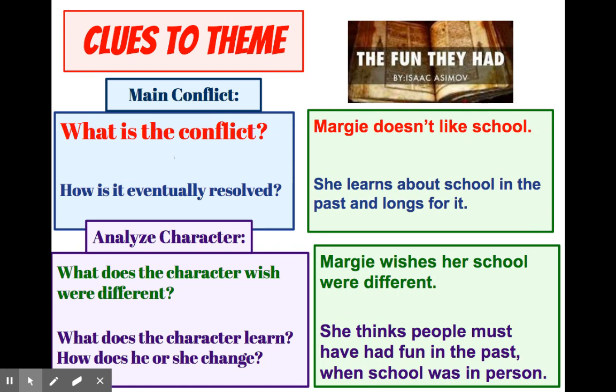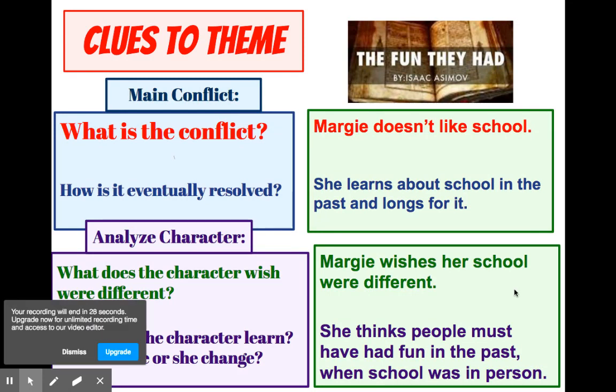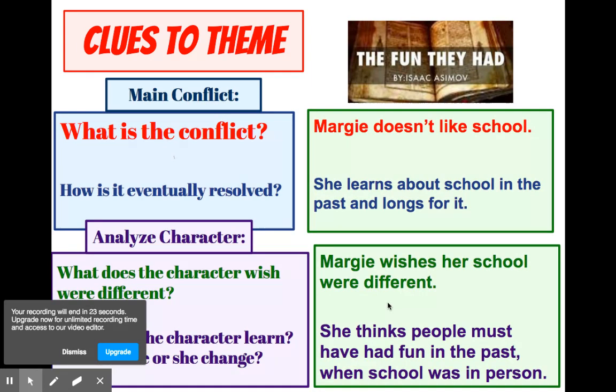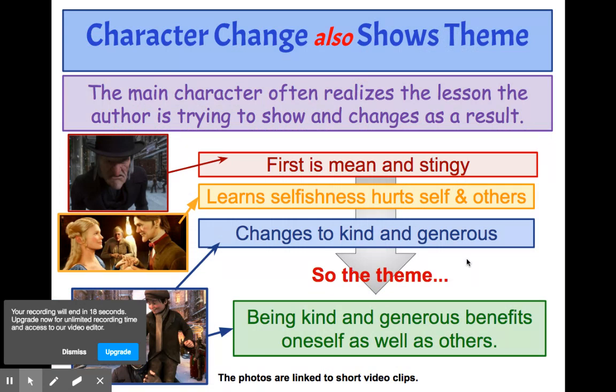Well, in the end of the story, she learns about how school was in the past and she longs for it. She imagines how fun it would be to be in the type of school that they had in the past. So, what does she, the main character, Margie, wish were different? She wishes that her school were different. And she learns that people must have had fun in the past when school was in person. Well, when we look at that character change, that shows us the theme. The character often realizes the lesson that the author is trying to show us.